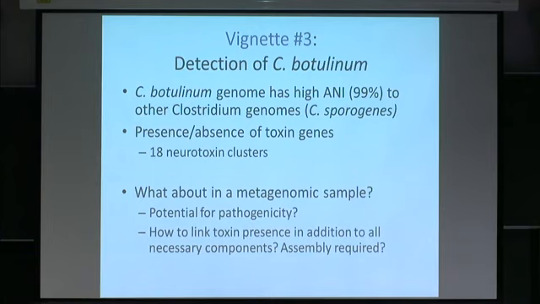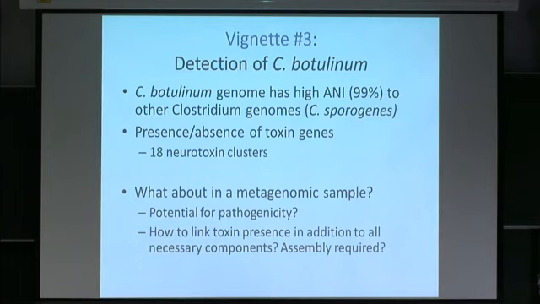Another example, again I'll go through very quickly, is Clostridium botulinum. It has very, very high similarity to other Clostridium genomes, and it's basically determined to be Clostridium botulinum based on the presence or absence of toxin genes, 18 neurotoxin clusters.